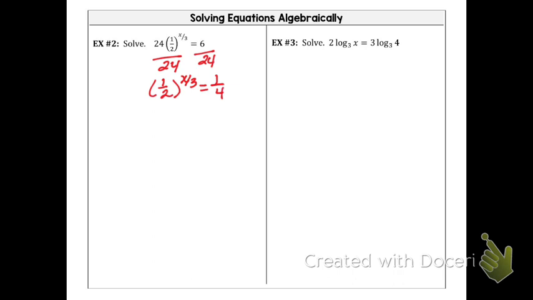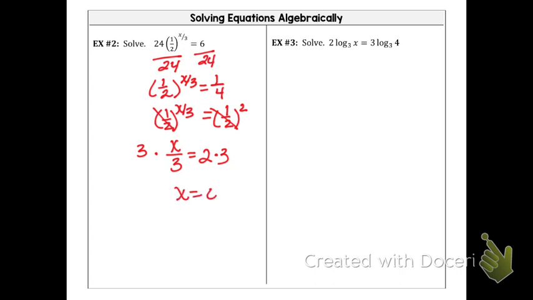Now, if you're okay with fractions, you can say 1/4 is 1/2 to the, well, 1 to the anything is 1, but 2 to the what gives me 4? It would be squared. If you're not okay with fractions, you can go to negative exponents and use it. All right, so I've got 1/2 to the x over 3 equals 1/2 to the second. Bases are the same, so ignore them. So that means x over 3 has to equal 2, and then just solve for x. And so we get x equals 6.